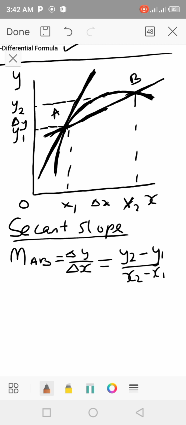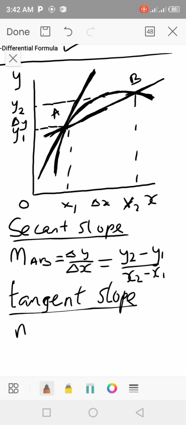Now the tangent slope, which can be denoted as m tan, is equal to dy dx, and that is our differentiation. So secant slope is not differentiation itself, it is tangent slope that is talking about the differentiation, right?